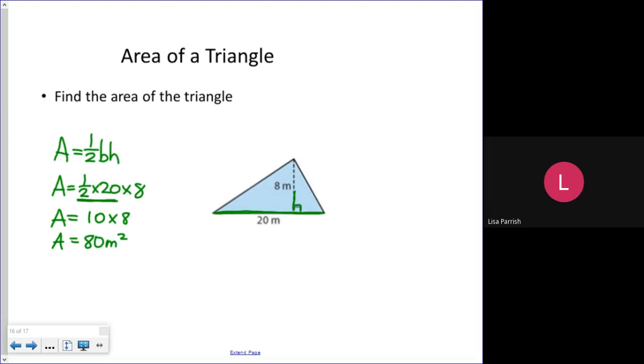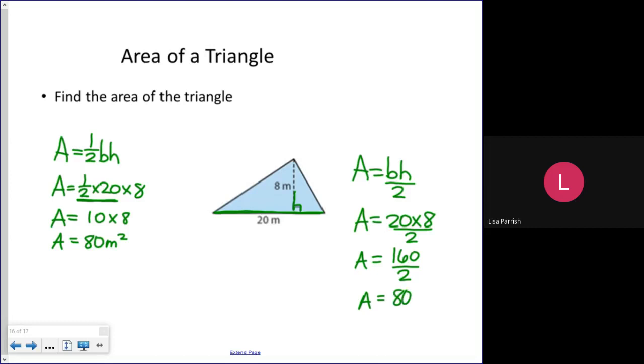Now I'm going to show you how you could work it using the other formula, the base times height divided by 2. Base is 20, height is 8, divided by 2. 20 times 8 is 160, and 160 divided by 2 is 80 again. So either way I work it, I get the same answer. Again, I'm showing you both ways. You can choose whichever formula you want to use on that. If you need to pause the video, feel free to do so.